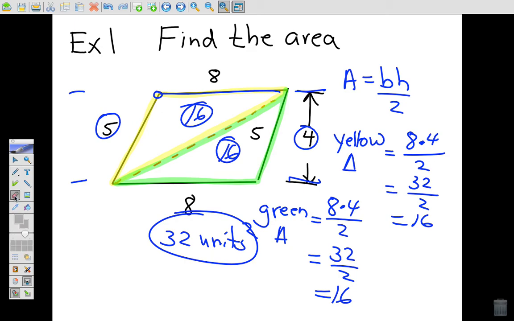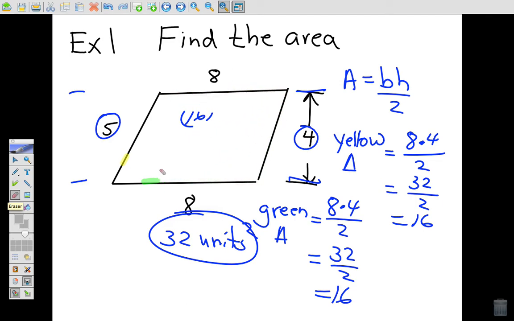Now, is there another way you could have done this? There is. I'm going to erase what I have here. Some of you may have divided the parallelogram like this. Maybe you dropped a line straight down, made a line straight up, and now you have two triangles and a rectangle. If I outline those, I have my rectangle in the middle, which is 8 by 4, right? And then I have my two triangles on each end, where I know the height, and I can figure out the base of them.